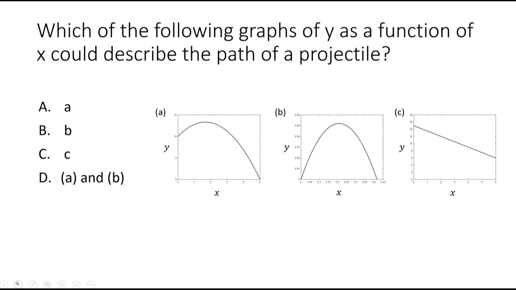Okay, so if we were to look at these three graphs here, I would recognize that graphs A and B are parabolic, whereas graph C looks pretty linear. So I would say graph C is probably out as far as our projectiles go because we know that they follow parabolic paths. So I would go ahead and pick answer D. It could be A or B here.